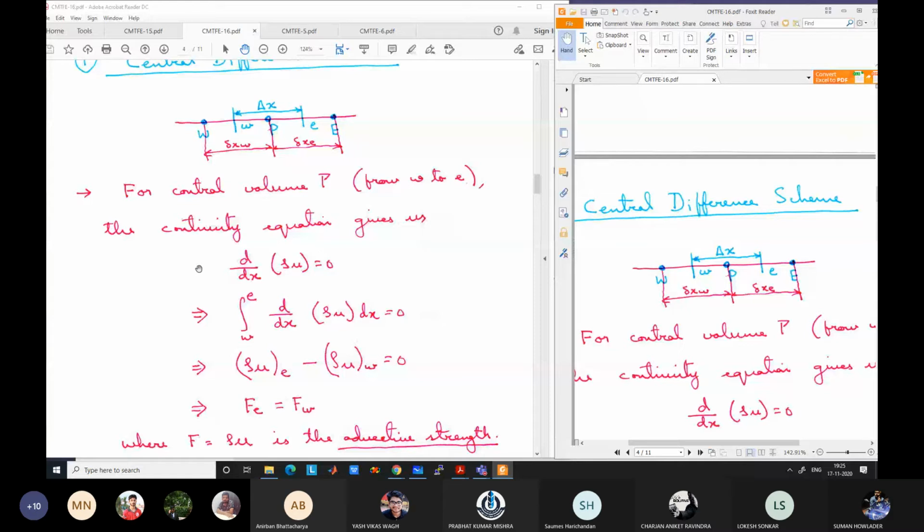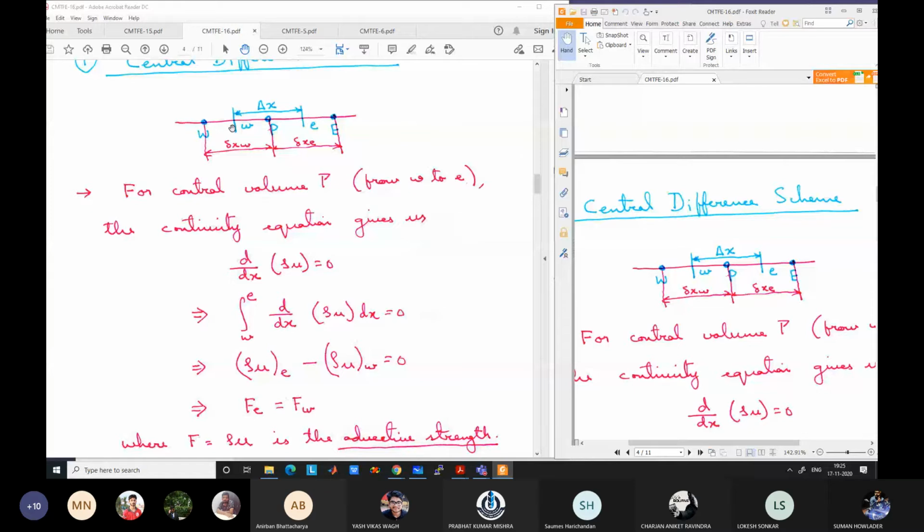So for a steady problem, the unsteady term is not present, and you are only left with del dot rho u equal to 0. For the 1D case, it becomes d/dx of rho u equal to 0. If I integrate over the control volume, like we do in the finite volume method, going from west to east, we can write the integral of d/dx of rho u dx from west to east equal to 0, or rho u at the east interface minus rho u at the west interface equal to 0.